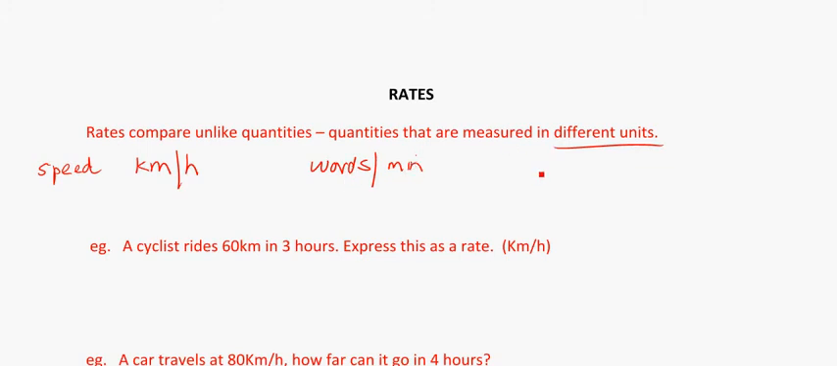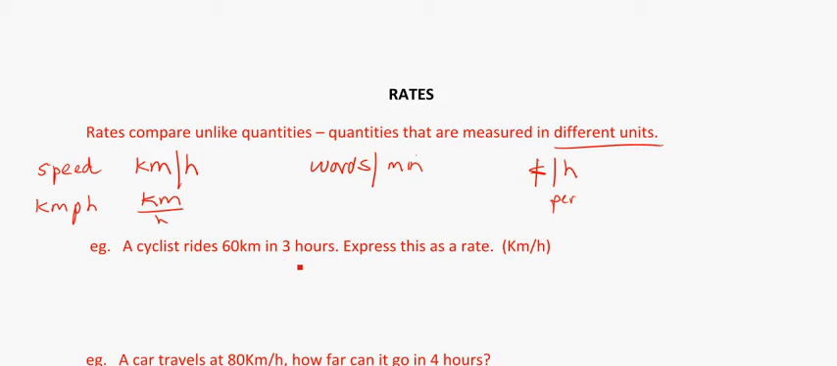If you're earning money, you might be concerned about your dollars per hour, and that line means per, so sort of a divided by. Sometimes you see kilometers per hour written out as kilometers per hour, or you might see it as kph. Okay, let's try the first one.